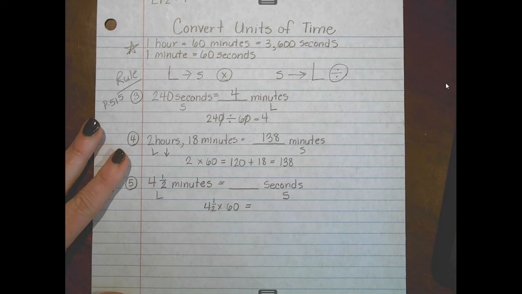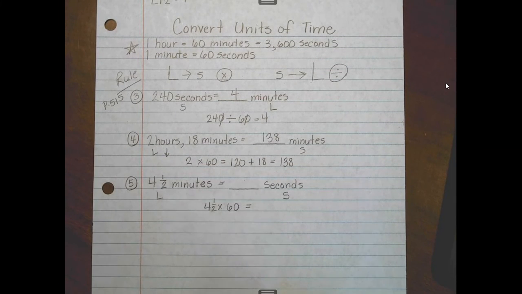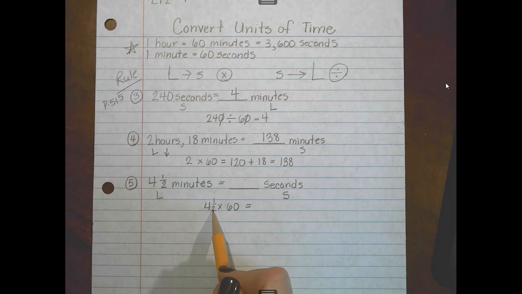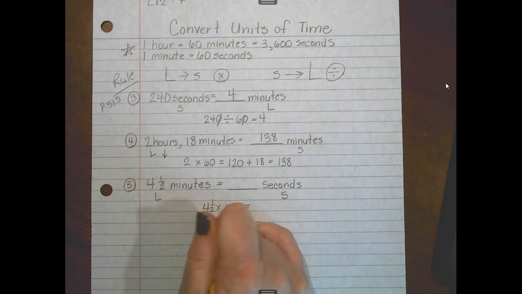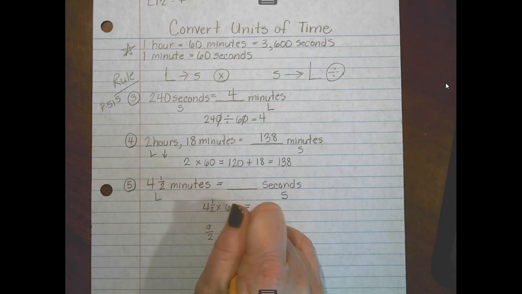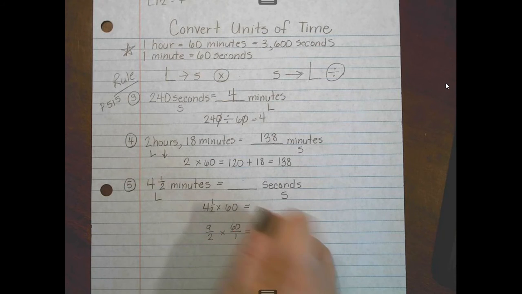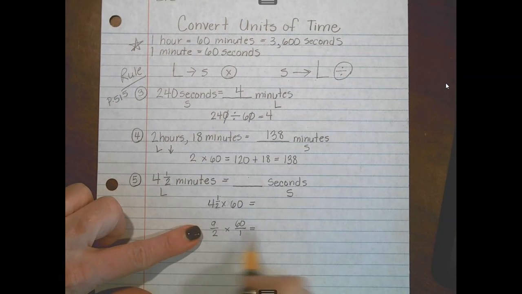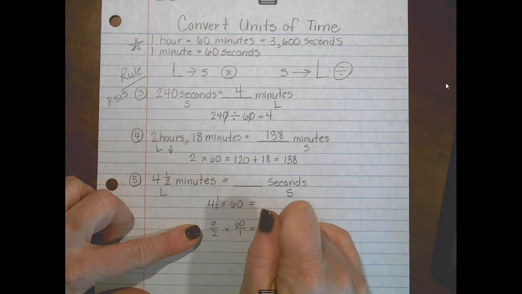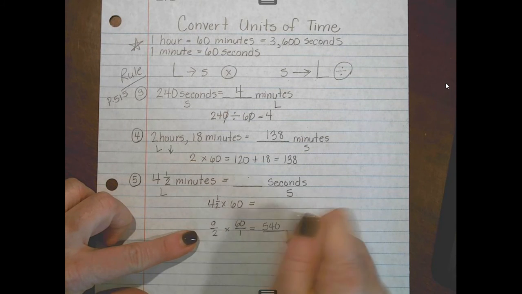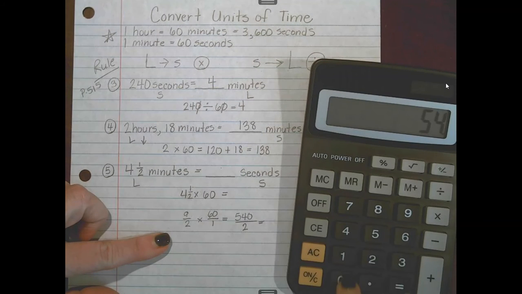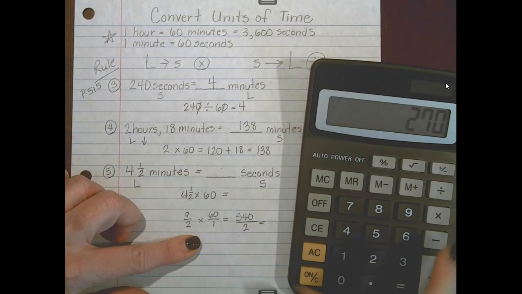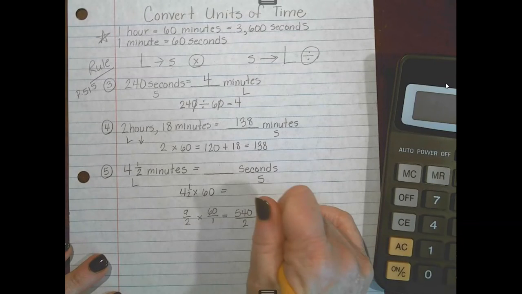All right, so what I can do is change my mixed number over to an improper fraction. So 2 times 4 is 8 plus 1 more. So we have 9 halves times 60 over 1. All right. 9 times 60, 9 times 6 is 54. So 9 times 60 is 540 halves. Just going to use my calculator real quick. 540 divided by 2, I get 270.